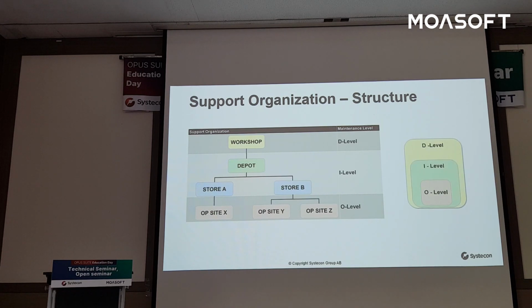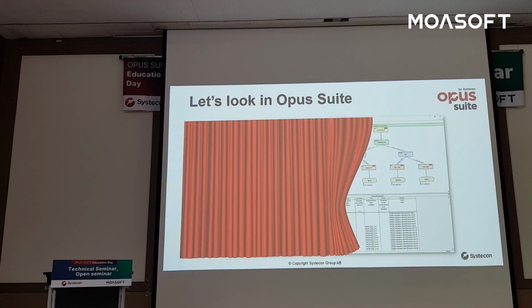In the model, the levels are inclusive, which means that you can always do something that is of a lower rank. So at D level, in this case, we can also do I level and O level stuff. So yeah, okay, let's add this to the model.